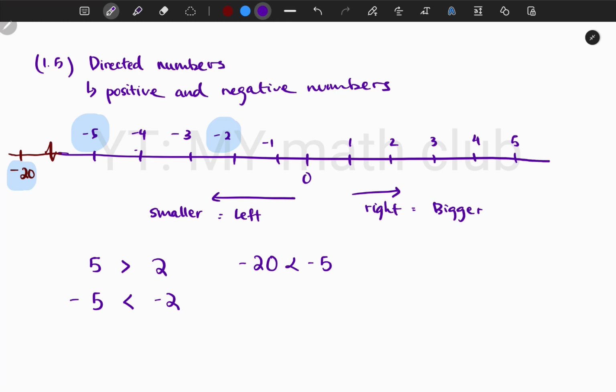So I'm referring to this as value because on the surface of this, 20 definitely looks like a bigger number, but that's just the face value. When we really consider the actual value of this, then we can say that negative 20 has a smaller value than negative 5. So that is how you can see why we call positive and negative numbers directed numbers. The direction that we move on this number line is what best indicates the value of the number.